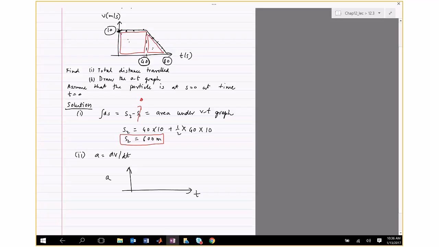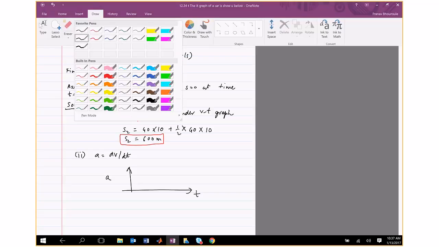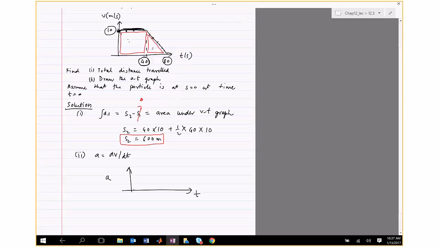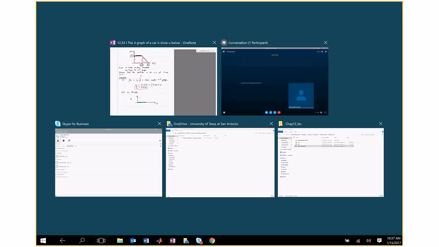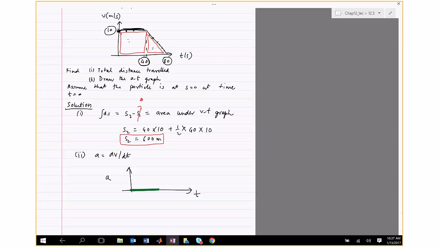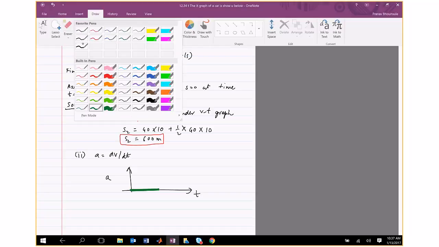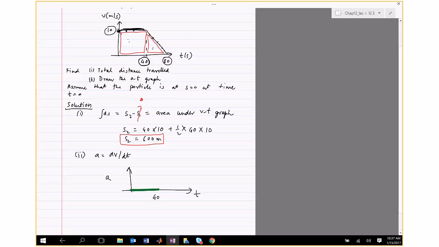So what's the acceleration at this point? It's 0, right? Because the velocity is constant. All the way right here, the velocity is constant. It doesn't change with time. So dv/dt is 0. I'm going to use a different color. It's 0 all the way till 40 seconds.